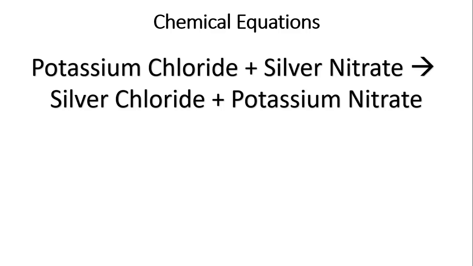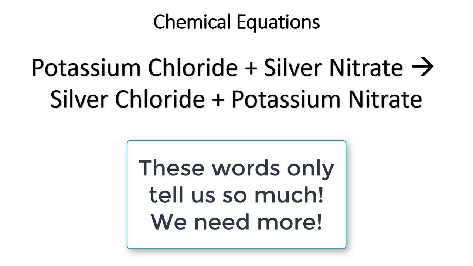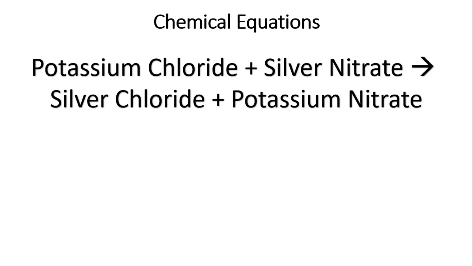All right. So let's talk about chemical equations. I have here on the screen words: potassium chloride plus silver nitrate yields silver chloride plus potassium nitrate. That means absolutely nothing. We can't balance that. We can't figure out the stoichiometry. We can't figure out the coefficients. We can't figure out anything. So we have to have a way to illustrate a chemical reaction, right? We can say what's happening, but we need a way to illustrate that.